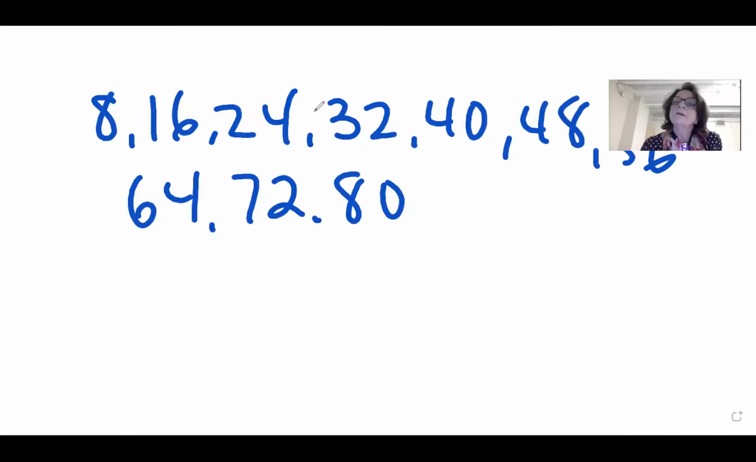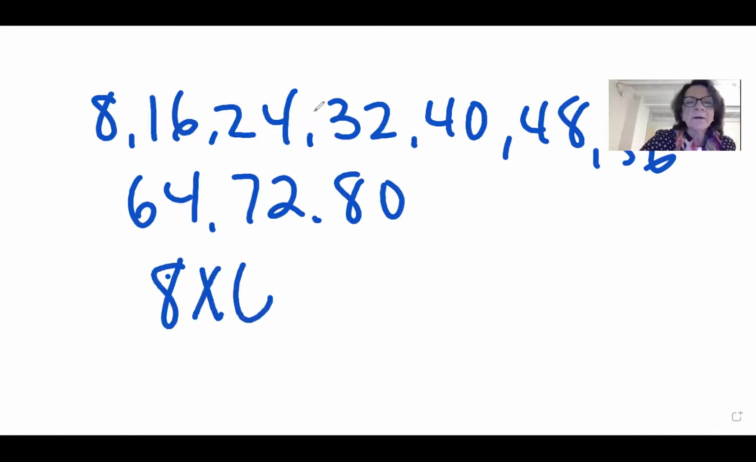All right, now let's say we're doing a pattern sheet and we have 8 times 6. Now you want to count 8 six times. So 8, 16, 24, 32, and 40, 48. So your answer would be 48. Using your fingers helps you keep track.